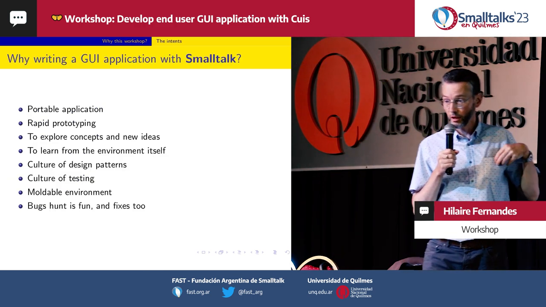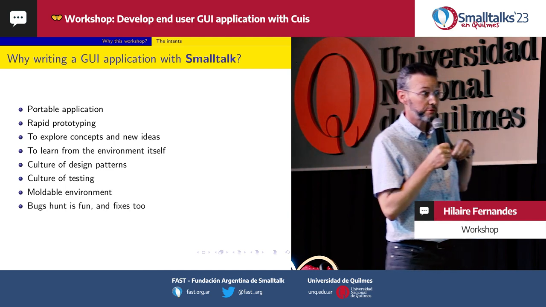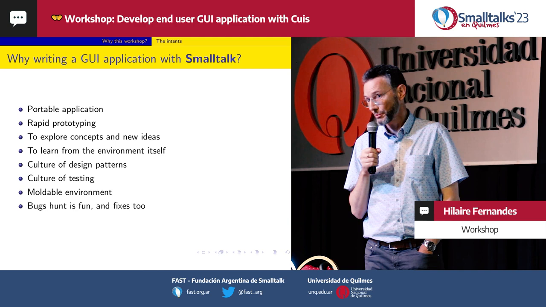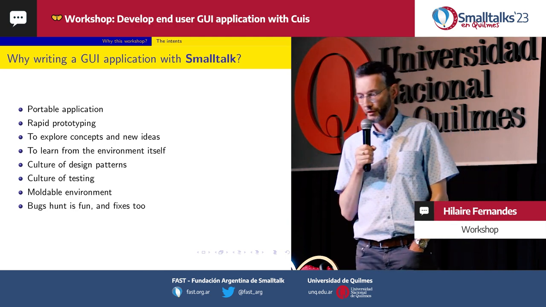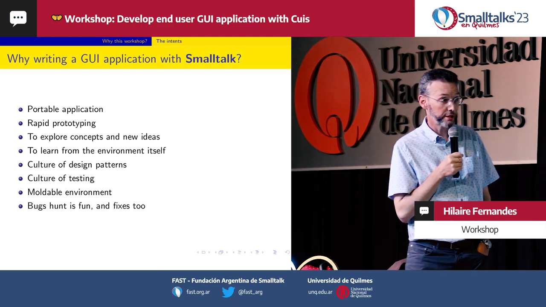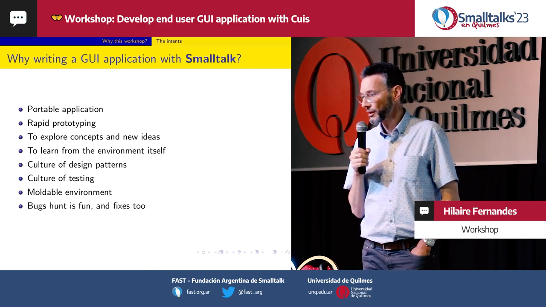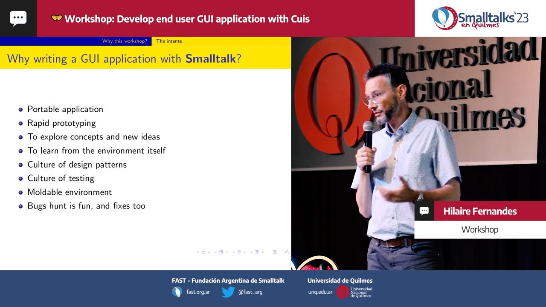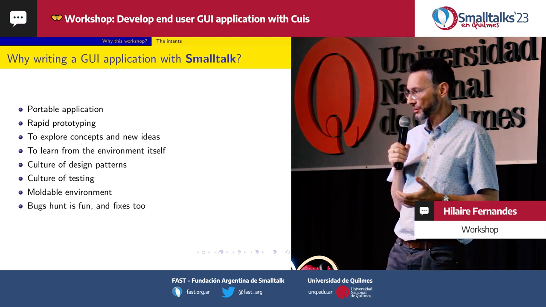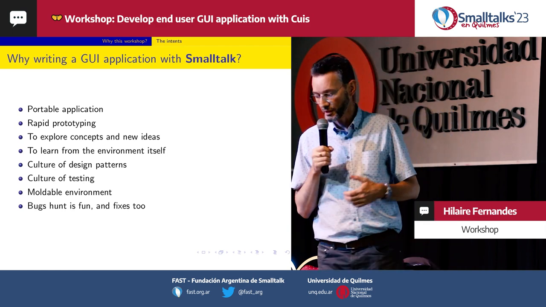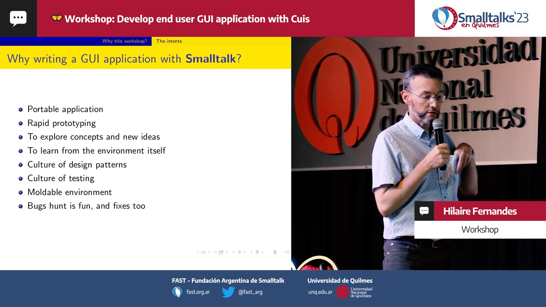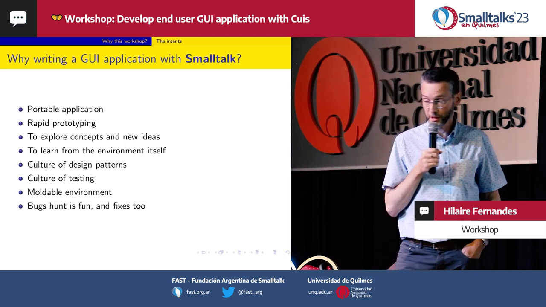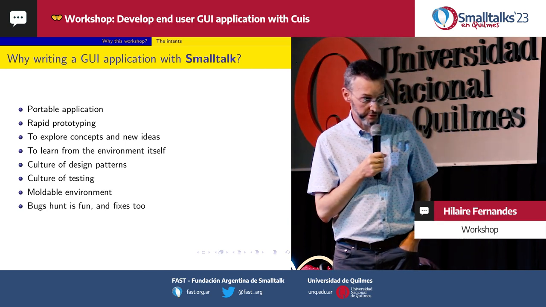So why writing a GUI application with Smalltalk? There are a few good reasons, we all know them. We can make the application more easily portable, or maybe web applications are easier nowadays. We can do rapid prototyping, testing, explore new concepts, even in the way of presenting the UI to the user. We can learn from the environment itself, how the Smalltalk algorithm results in the user interface, so we can learn from that easily. There is this culture of design patterns in Smalltalk, a culture of testing, how to have multiple environments.